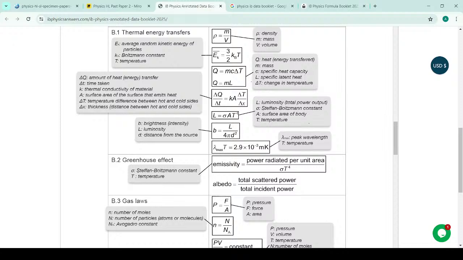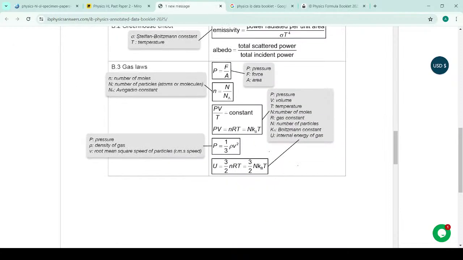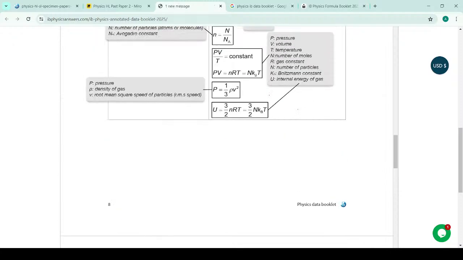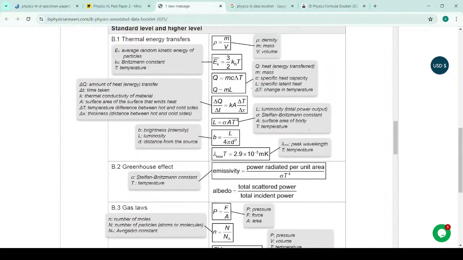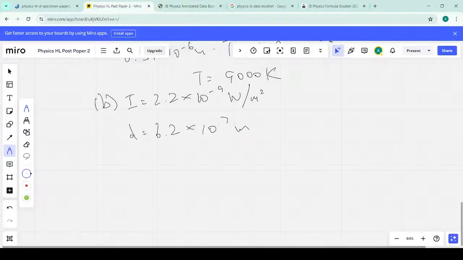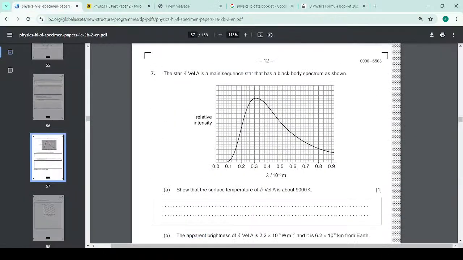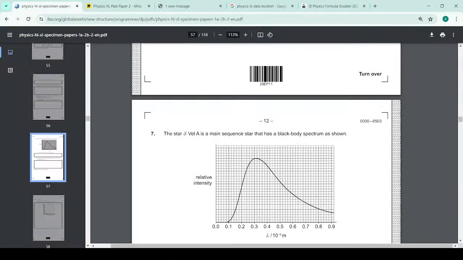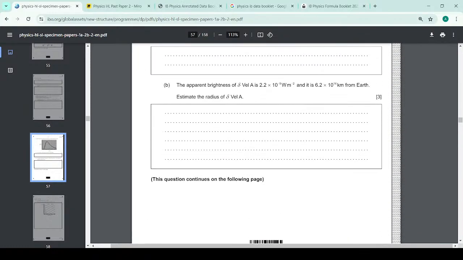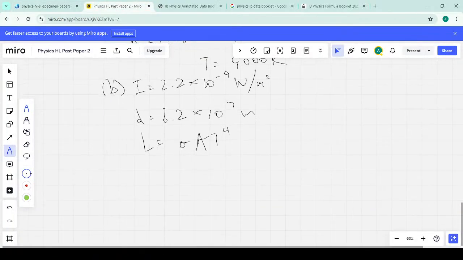Stefan-Boltzmann law, which is, where is it? The sigma law. Okay. Total power output. Right. So we have L equals sigma A T to the 4. And did they give us an emissivity? It's a black body. Okay, so we're assuming that it's a black body. Right. So we can get the luminosity.